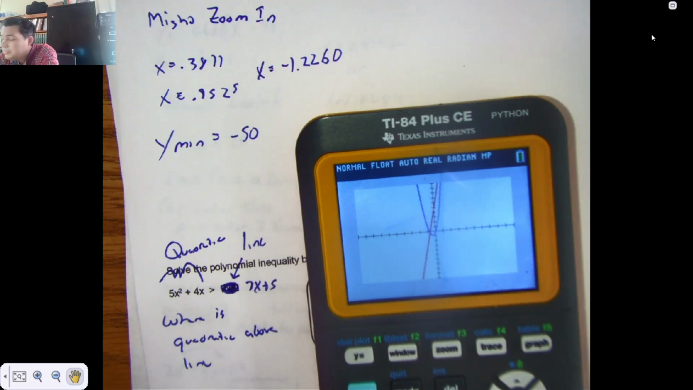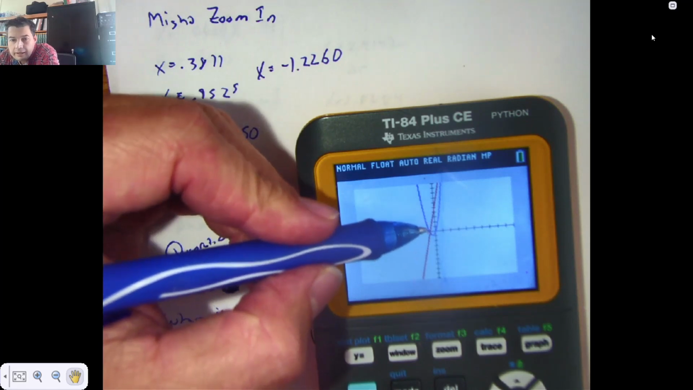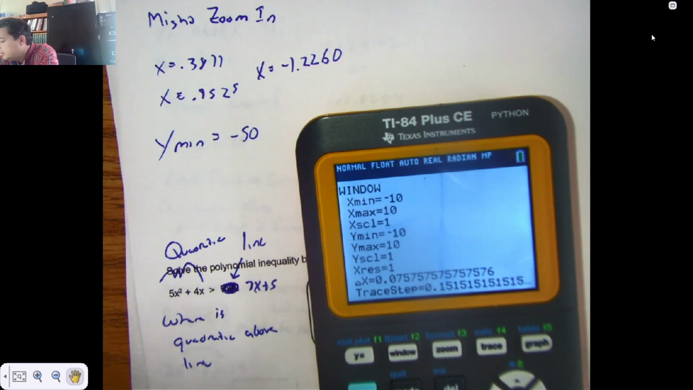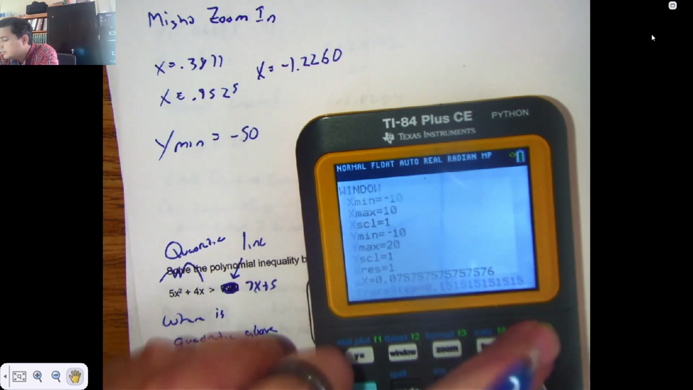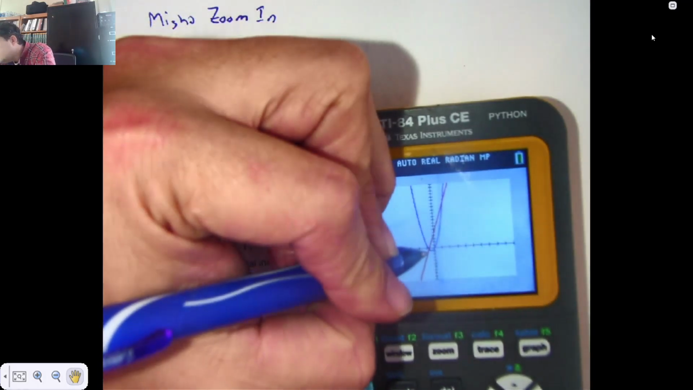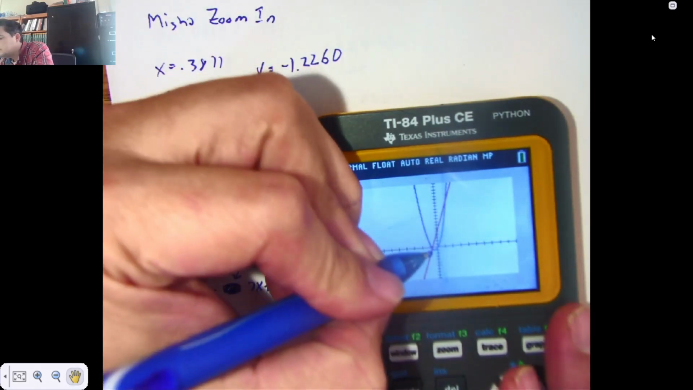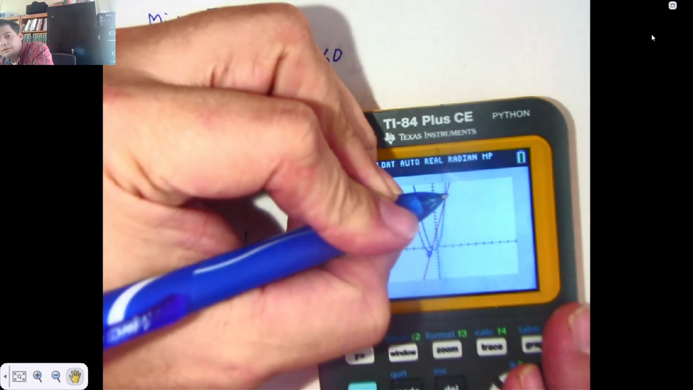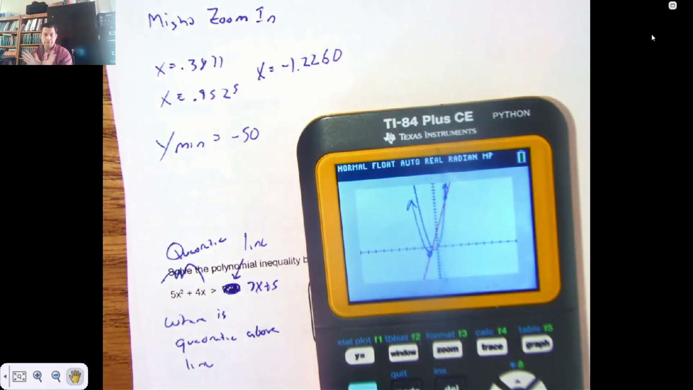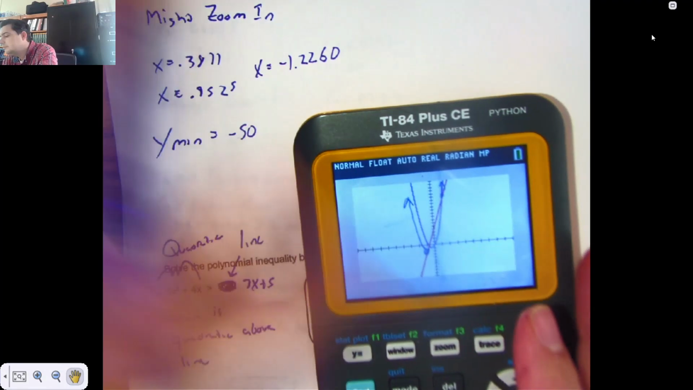All right, so where is the parabola above the line? You don't have the full picture, but here for sure, okay? We'll look up a little bit. Y max to 20. There we go. Here, as I move left, and here, as I move up. So there's 2 intervals there. One on the left, one on the right. I hope you see that.